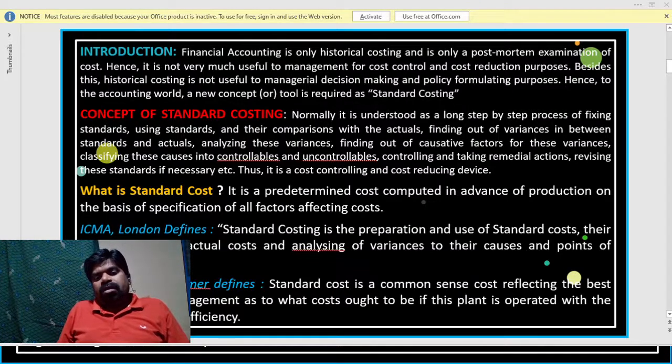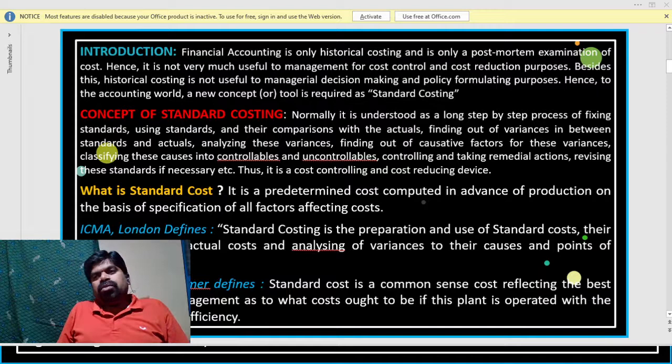So what is standard costing? Normally, it is understood as a long step-by-step process of fixing standards, using standards, and comparing them with the actual findings, finding out variances between standards and actuals, analyzing these variances, finding out the causative factors for these variances, classifying these causes into controllables and uncontrollables, controlling and taking remedial actions, and revising these standards if necessary. Thus, it is a cost controlling and cost reducing device. So, standard costing is a process of knowing the future cost while producing the goods. A predetermined cost is going to be known. It is a continuous process.